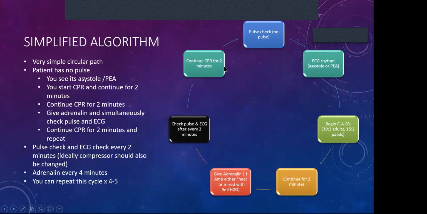If there's nothing, in other words, there's still no pulse, the ECG still looks the same, you continue your CPR for 2 minutes. Then you check again. You continue with your CABs. You continue for 2 minutes. You give adrenaline. Then you check your pulse again after 2 minutes.